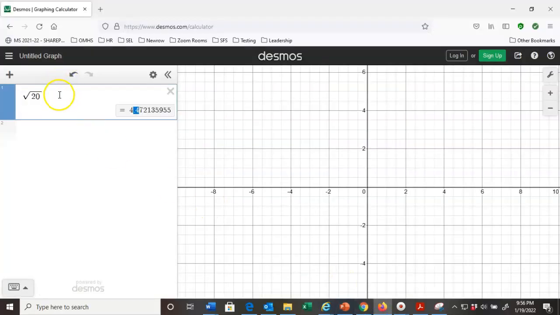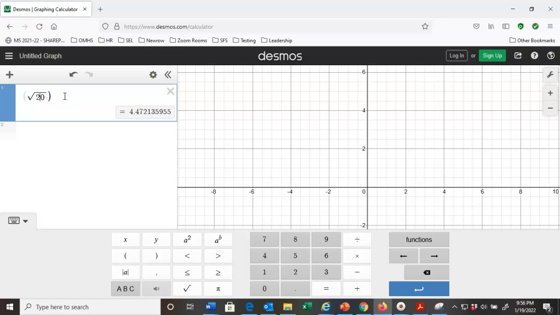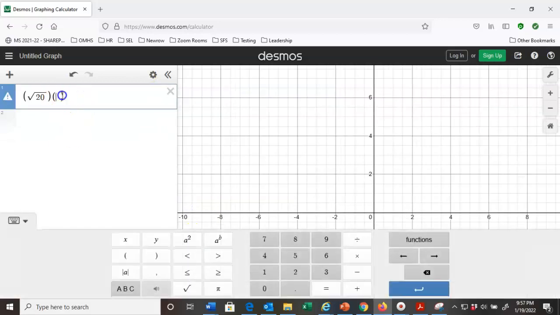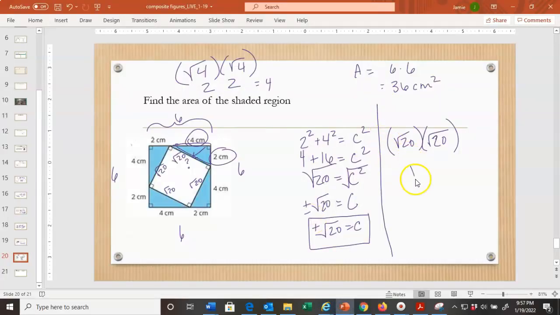Let's see. Root 20 times root 20. And I'll show you what happens. See, you just get 20. It works that way with any number. Look, root 16 times root 16. Oh, it's 16. Root 243 times root 243. What are we going to get? 243. Yep. It's pretty special. Those radicals basically cancel. So you get 20.